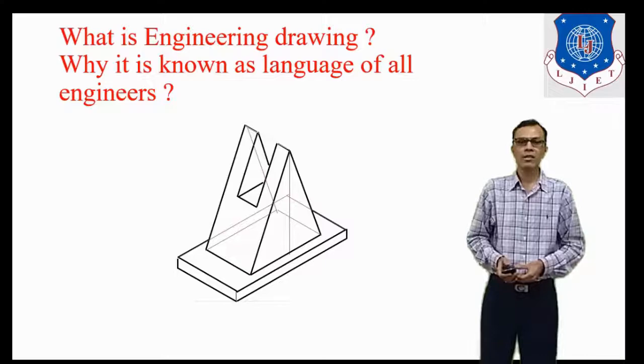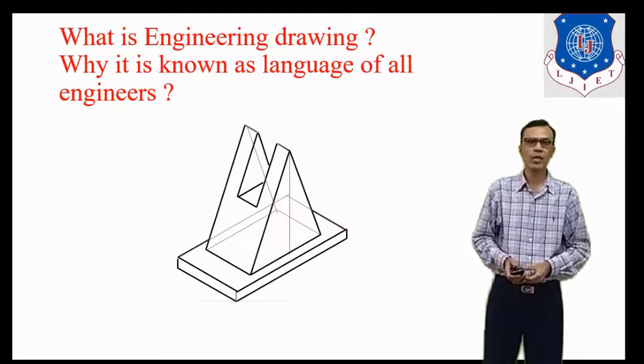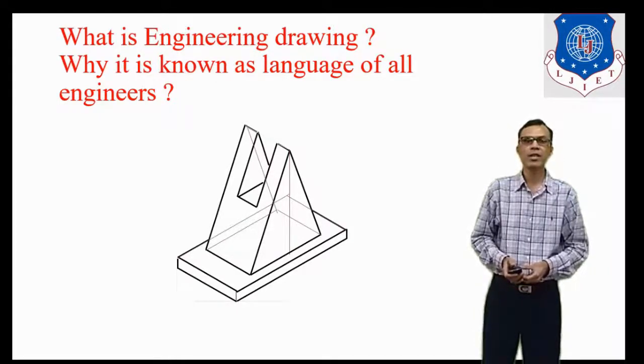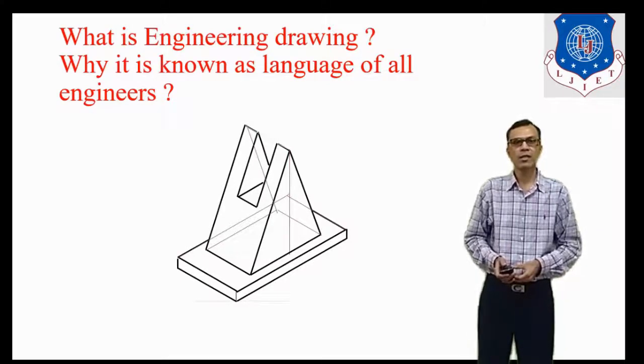Now, let's see what is engineering drawing. It is defined as an art of representation of the object on a plain paper with systematic lines. One simple object is shown here.